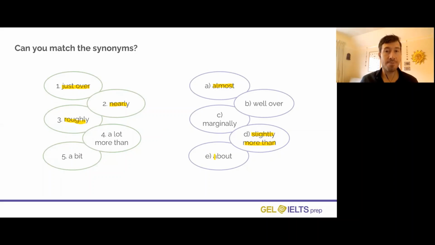Roughly has the same meaning as about, roughly 10, roughly 20. A lot more than, or you could use the words well over. And finally, a bit, the synonym we could use is marginally. So you could say a bit more, or you could say marginally more for a small difference between them. Again, these are all really useful language when we're making comparisons.